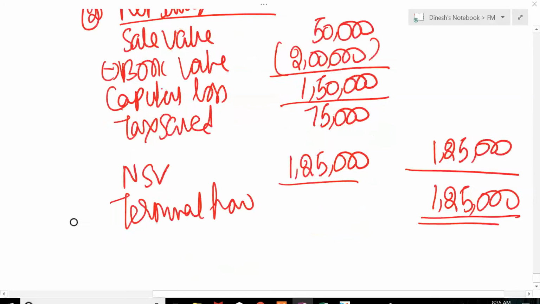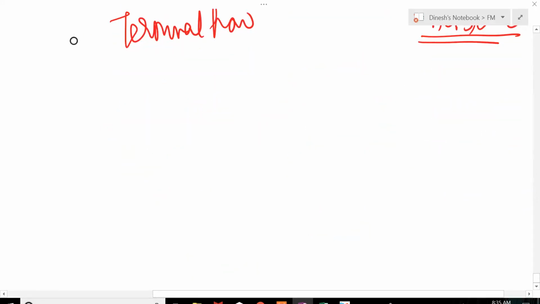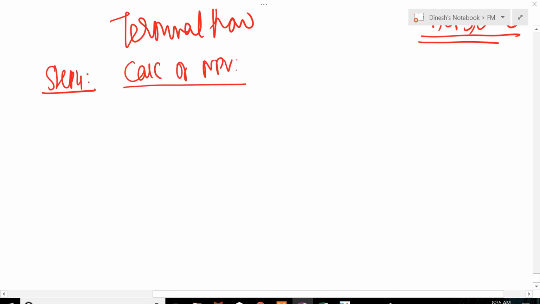Step 4, calculation of NPV. 4 columns: year, cash flow, PVF at some discount rate. The cost of capital or discount rate would have been given in the question. PVF at 12%.